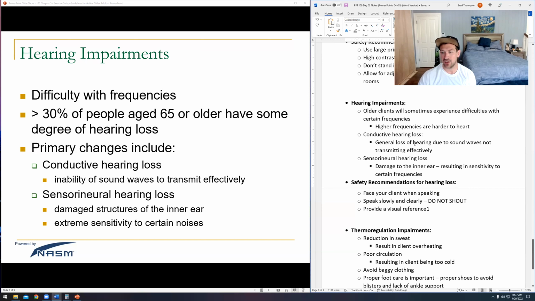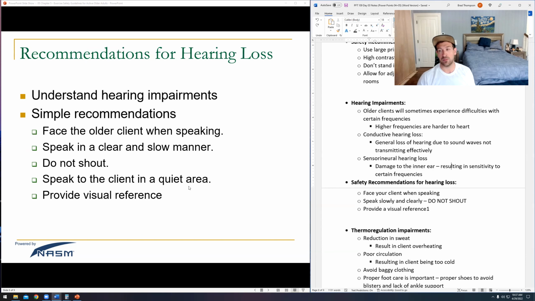There's also conductive hearing loss, which is just general hearing loss due to impact over time. And then there is also a little bit of sensory neural hearing loss as well. This is a sensitivity to certain frequencies that we want to be aware of. So if your client has a hearing aid, for instance, certain frequencies can set it off and it's very painful. That's not going to be your voice, but that can be the clanging of machines sometimes, like if a plate hits really hard.